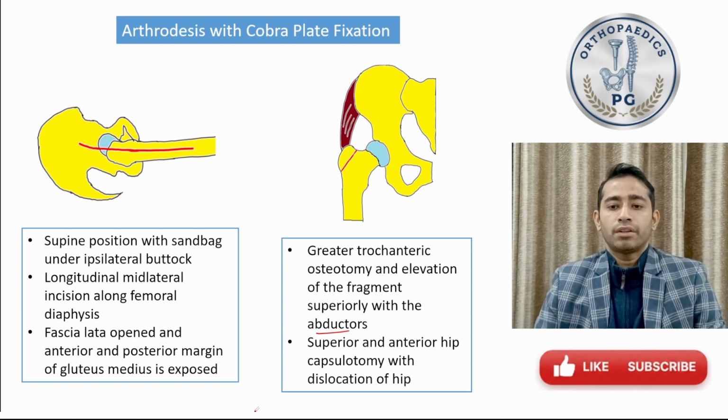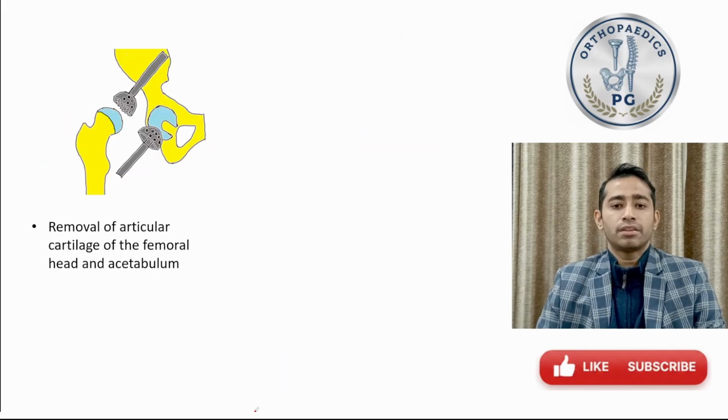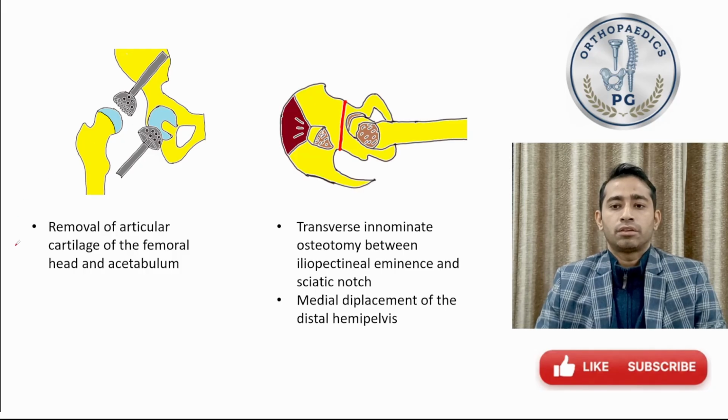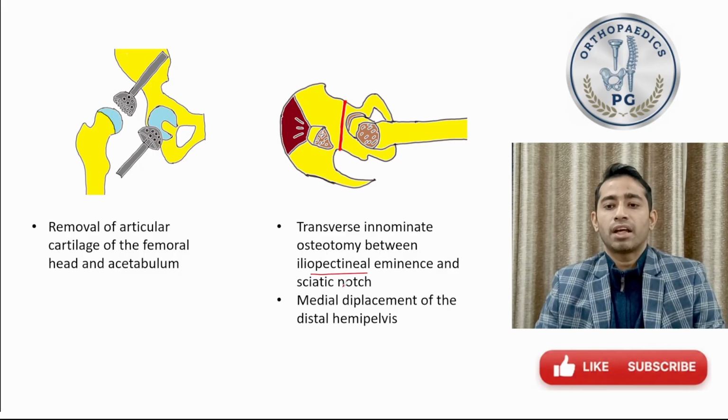Now, following this, superior and anterior hip capsulotomy is done with dislocation of the hip joint anteriorly. Following this, removal of the articular cartilage of the femoral head and acetabulum is achieved, following which a transverse innominate osteotomy is done between the iliopectineal eminence and the sciatic notch, and the distal hemipelvis or the distal fragment is medially displaced.